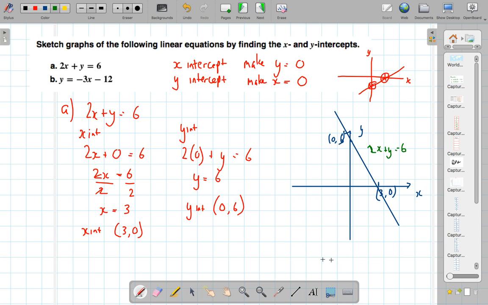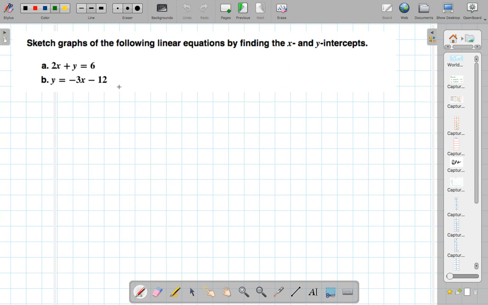All right, let's do the next graph. So this is y equals negative 3x take 12. All right, so it's this second one here. Let's do it as I mentioned on the last slide, that is to find the X-intercept, we make y equals 0. Okay, so 0 equals negative 3x take 12.